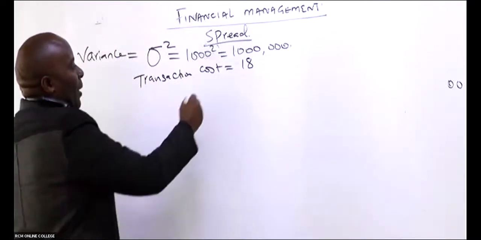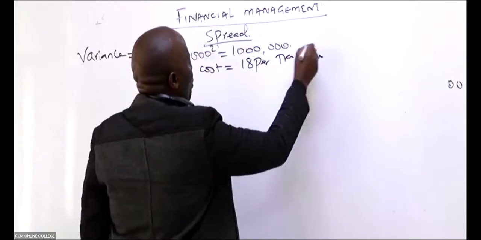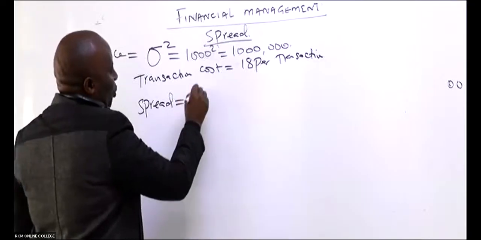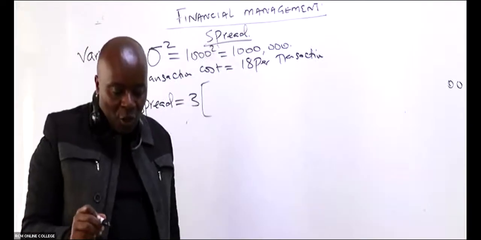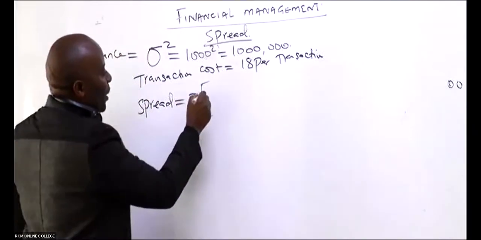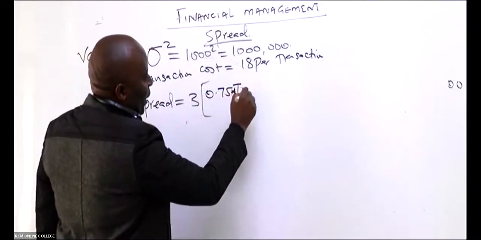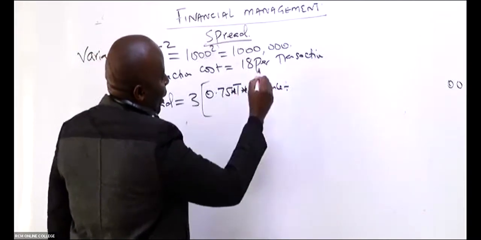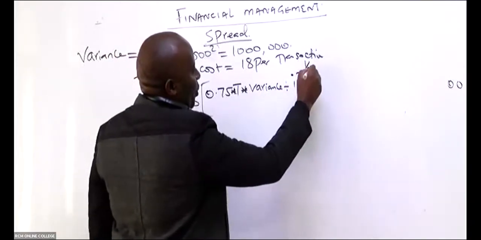And then now you can come up here and give us what we call the spread. Inside these brackets, you'll be able to write the formula, which will be 0.75 times transaction cost times variance, divided by the interest I, and then raised to a third.